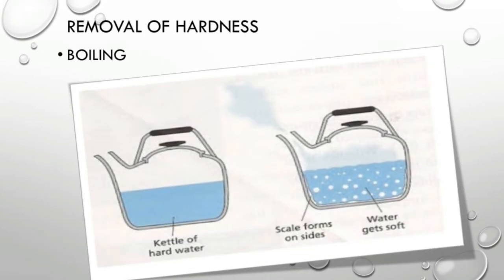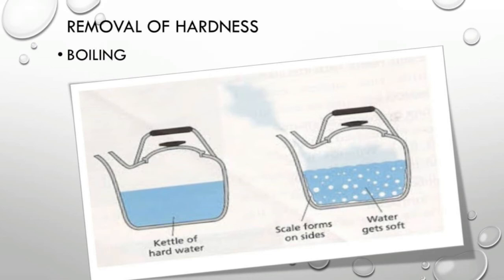Removal of hardness. Different methods are followed to remove the hardness from water, depending on whether it is temporary hardness or permanent hardness. First, we are going to see the first method of removal of hardness, boiling. Temporary hardness is easily removed from water by boiling.